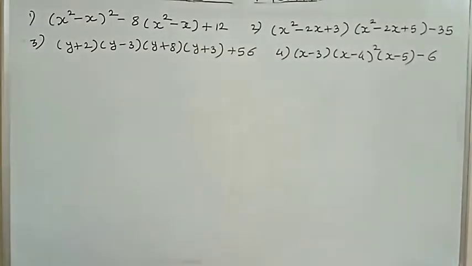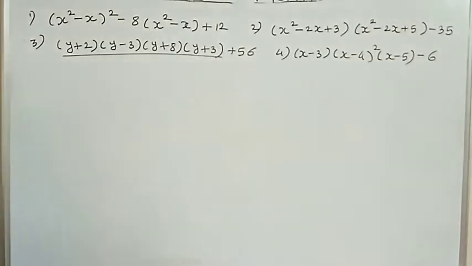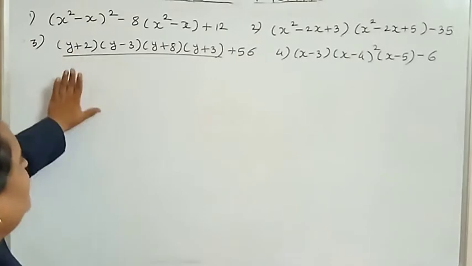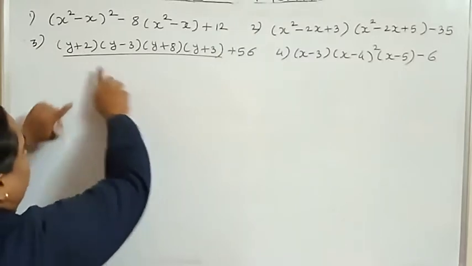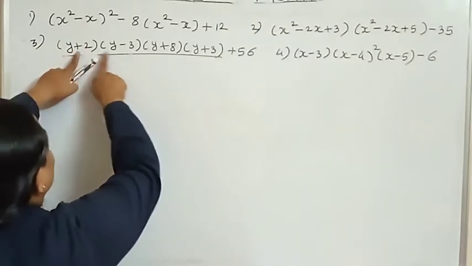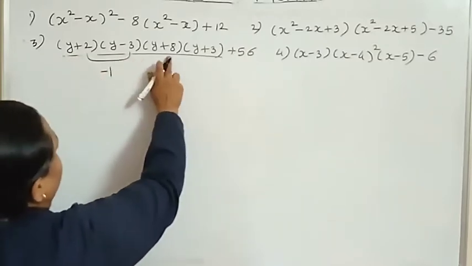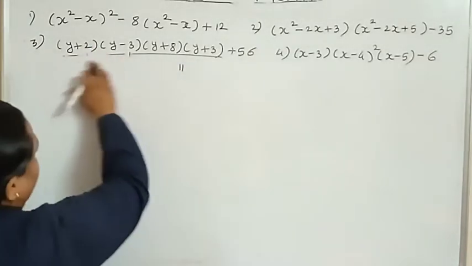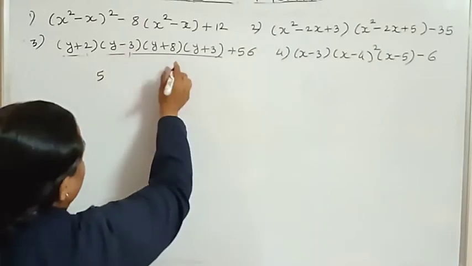Now the third question of the series. In this question, see, 4 brackets are there and you have to do the multiplication of the 4 brackets. For this we will make groups of two brackets together and multiply them. You have to take the additions and the additions should be the same. Here plus 2 and minus 3, if you add them you get minus 1. 8 plus 3, you get 11. Not the same, so these two brackets we cannot take. Now take the first bracket and the last bracket: plus 2 plus 3, 5. Minus 3 plus 8, again 5.